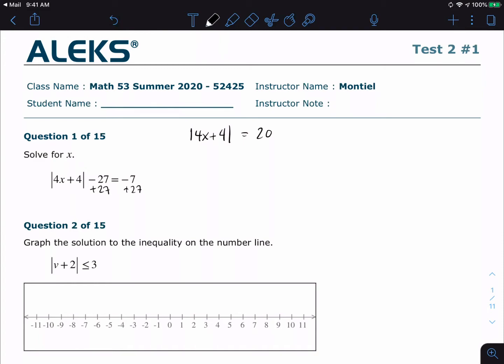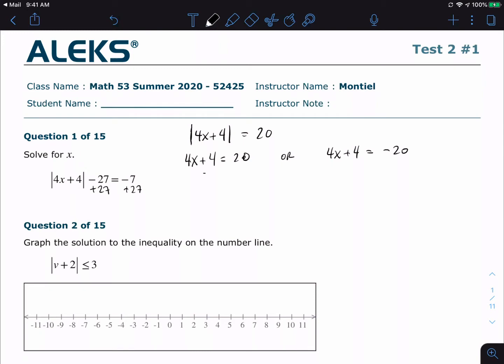Now from here, this is the critical piece to this problem when dealing with absolute value. To get rid of the absolute value, we're going to end up with two possibilities. One is going to look exactly the same, and the other is going to be the same on one side, but then equal to the opposite on the other. And that's how you end up with your two answers.